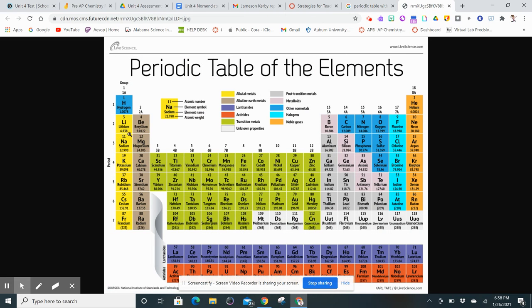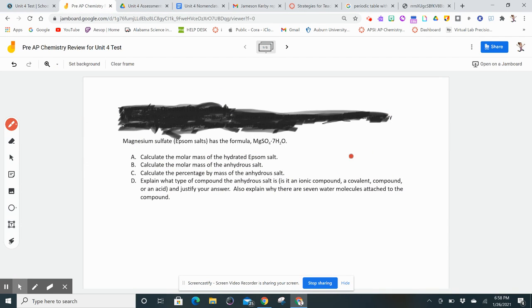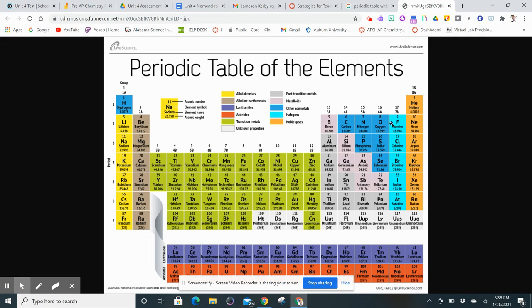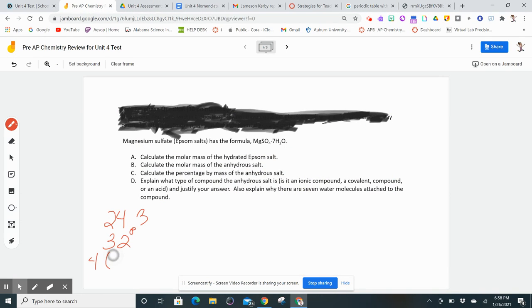Okay, so if I look here, magnesium is 24.3. And you'll need to make sure you show all your work. So 24.3. Then I have sulfur, which if you look that up on the periodic table is 32. And then we have 4 oxygens, which if you look those up, those are 15.99, which actually we just round to 16.